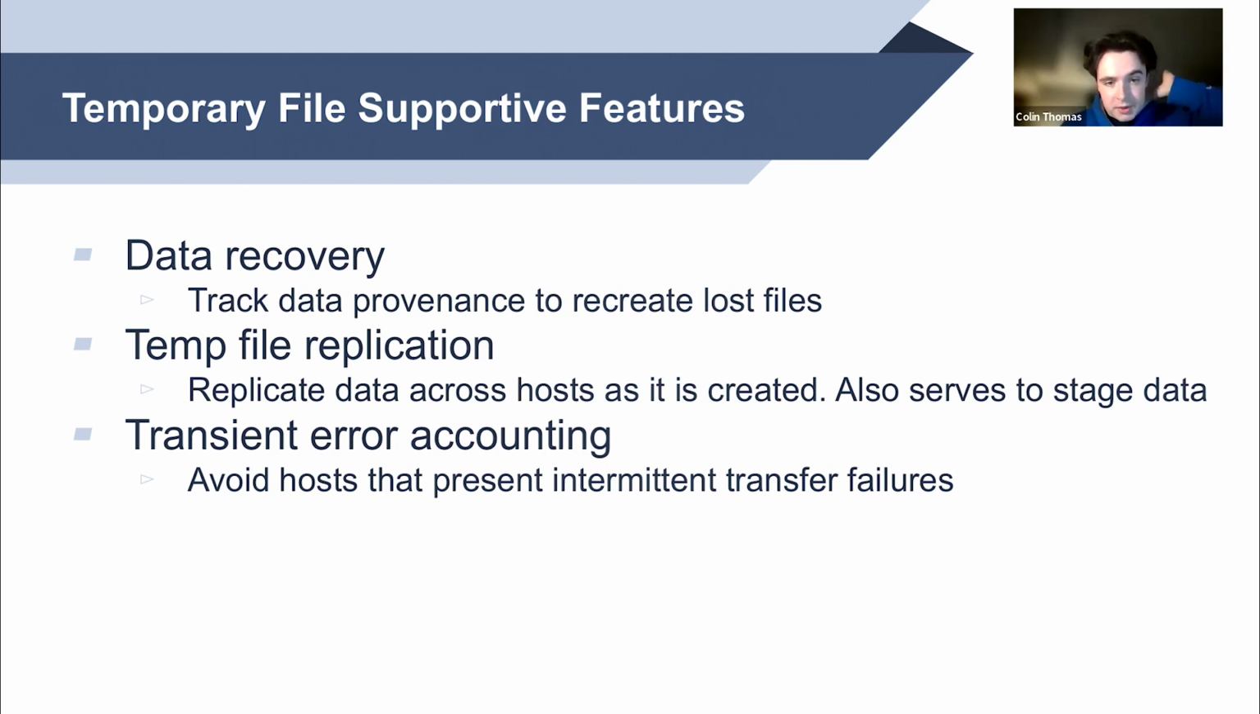The first of which is data recovery. If we lose some file of intermediate data, so we lost a worker that has that file, and now it no longer exists in the cluster, we can track the provenance of that file back to a point at which we can execute and recreate that intermediate data. So we backtrack one or more tasks to recreate that file, and this can get kind of expensive depending on how intensive your tasks are.